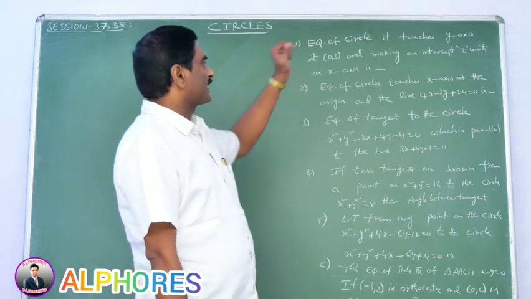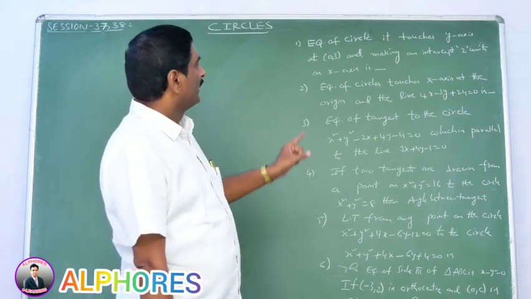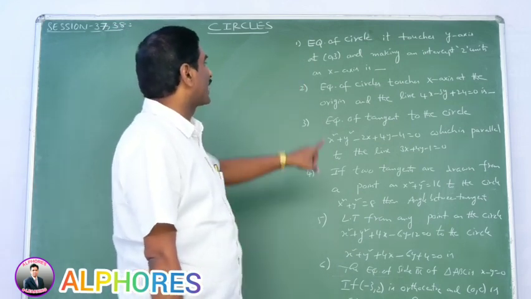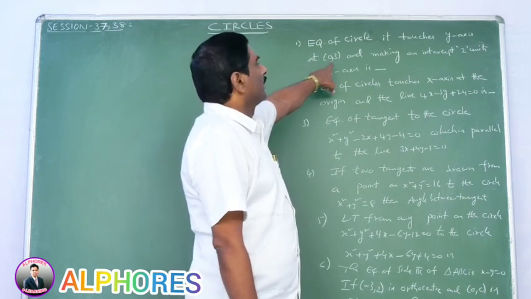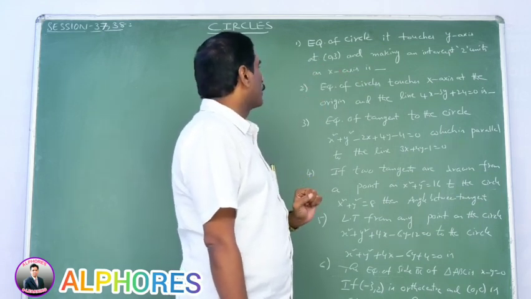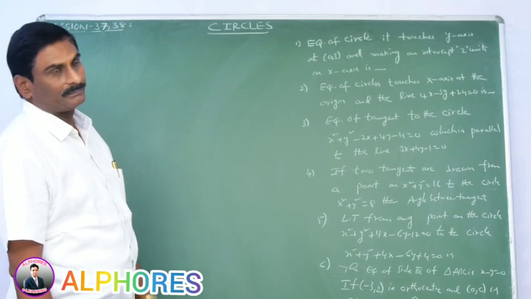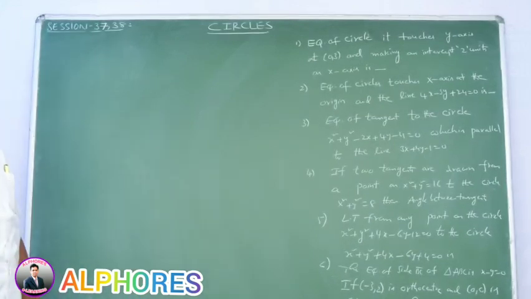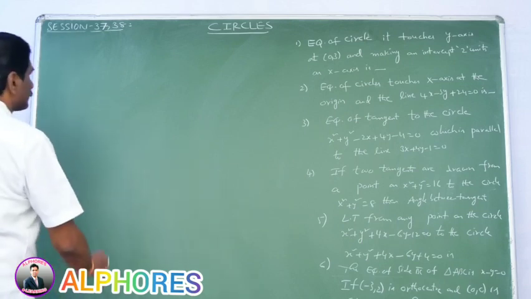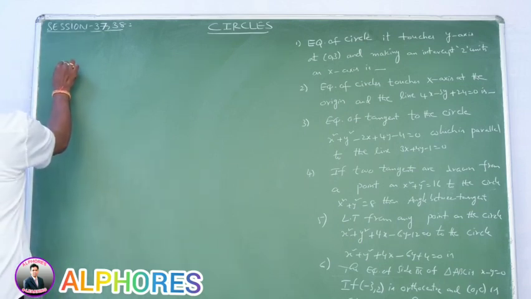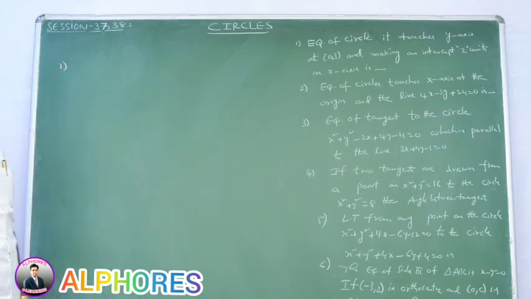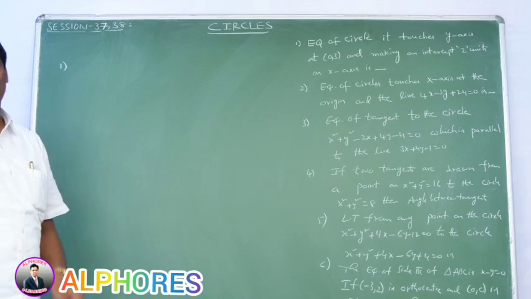Find the equation of the circle which touches the y-axis at (0, 3) and making an intercept 2 units on x-axis. The circle touches the y-axis.